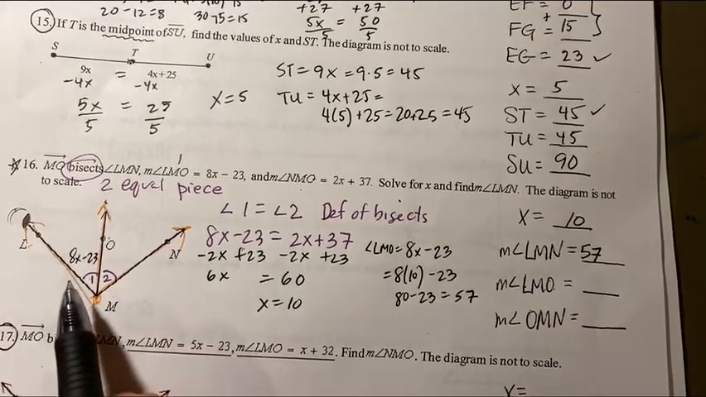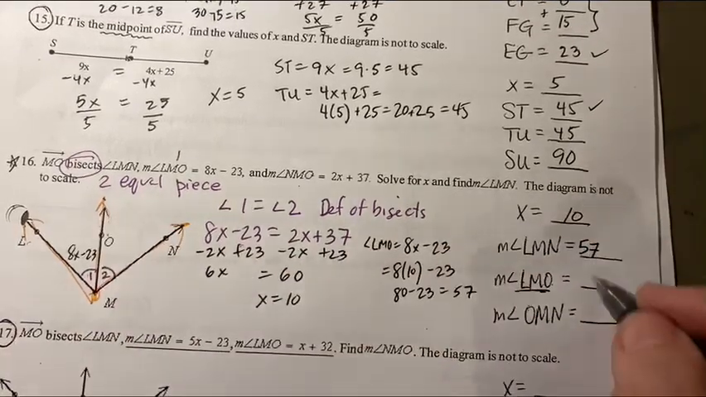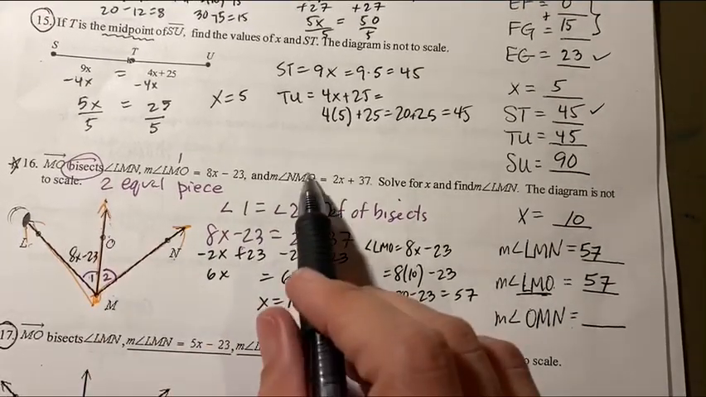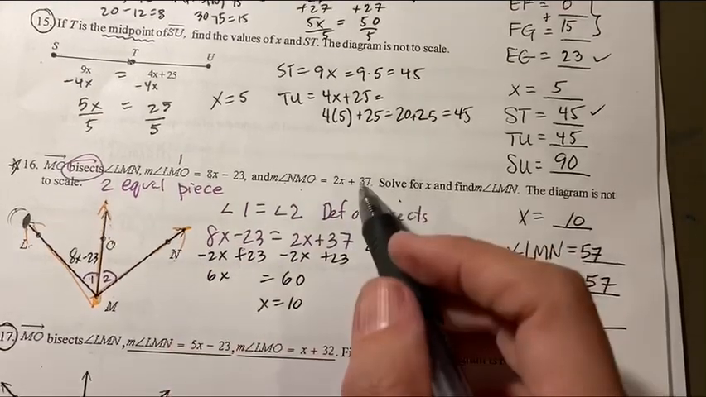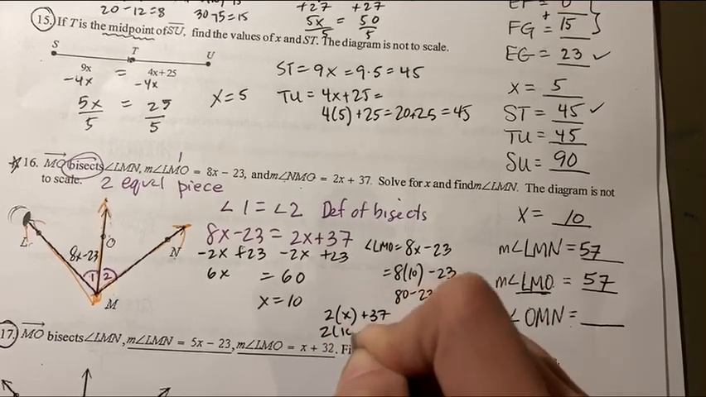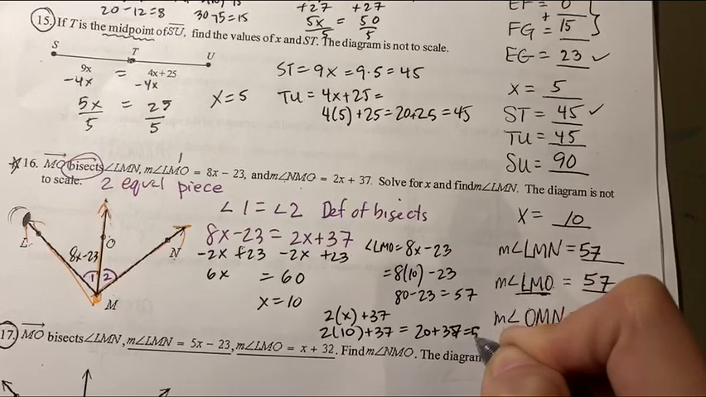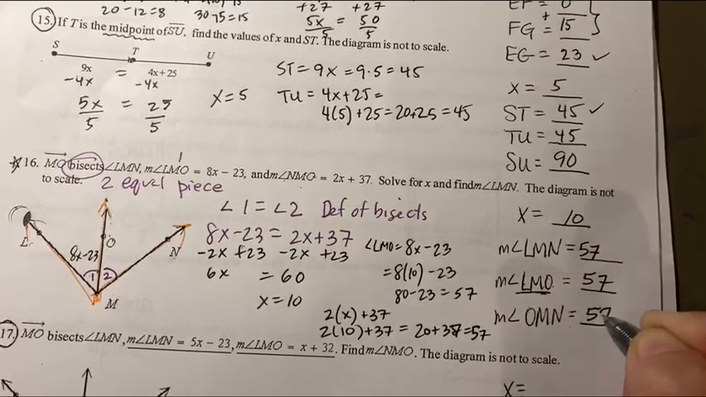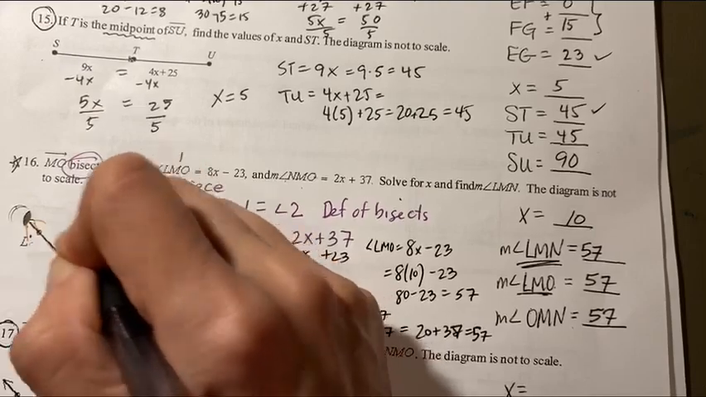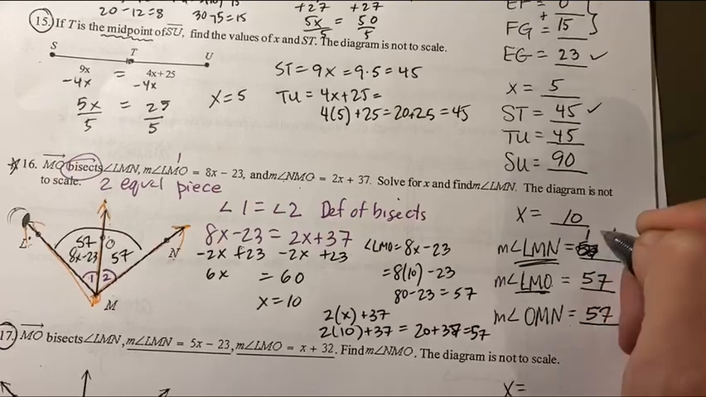LMO. Oh, I wrote that wrong. LMO is the one I solved for already. Okay. OMN, or NMO, that's the same angle. The second angle is 2 times x plus 37. So 2 times 10 plus 37 is 20 plus 37, which is also 57. So what is LMN? That's going to be both. So if this is 57 and that's 57, the whole thing would be 114.